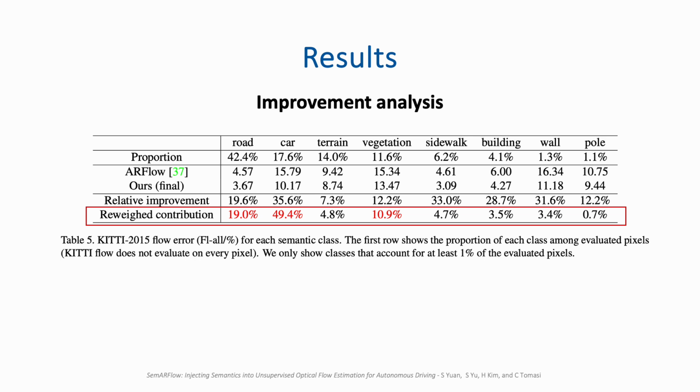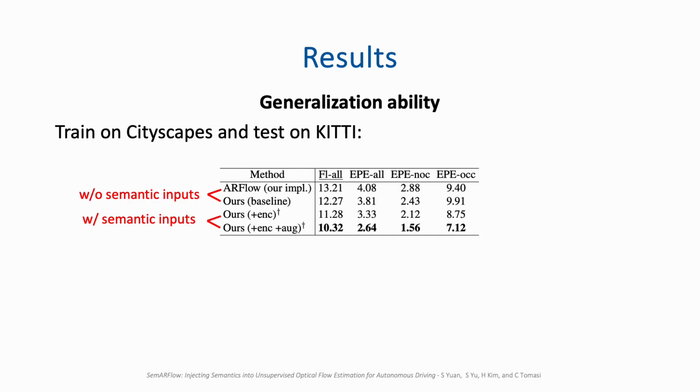To better understand how each semantic class benefits from our method, we compare the flow errors of different semantic classes before and after adding semantic inputs. Most of the improvements are from pixels on the cars, which are exactly the key objects in autonomous driving. We also investigate our model's generalization ability by training on Cityscapes and testing on KITTI. The results show that adding semantic inputs also helps the model generalize better on new datasets.